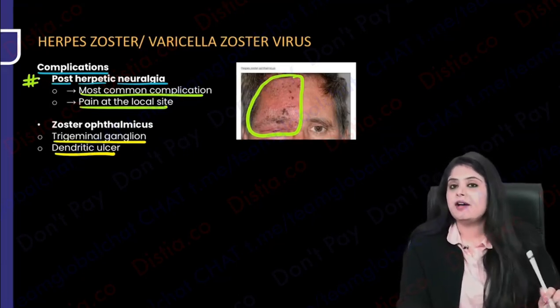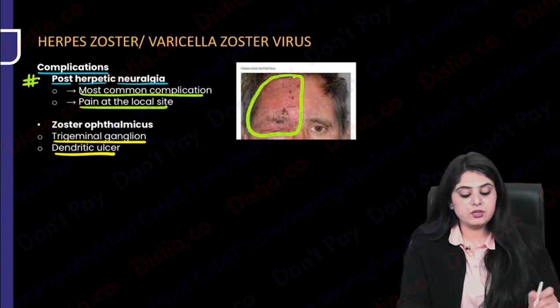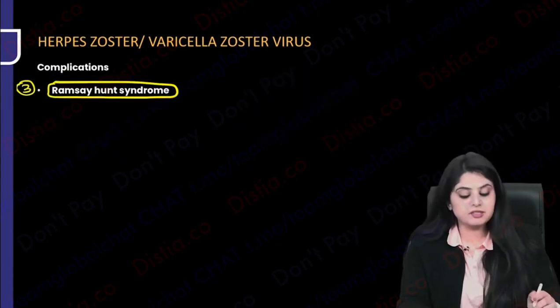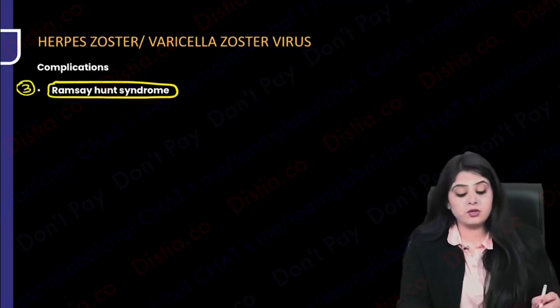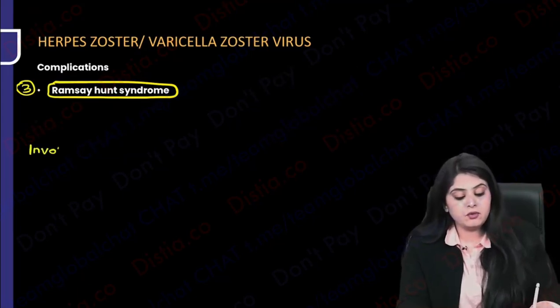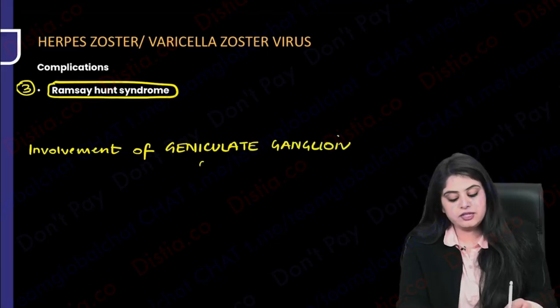Theek hai, what else? Have you heard of something called Ramsay-Hunt syndrome? That's another very famous complication that you had. So before I get to it, number 1, most common post-herpetic neuralgia. Number 2, zoster ophthalmicus. Number 3, Ramsay-Hunt syndrome. Now, Ramsay-Hunt syndrome is involvement of, yes guys, it is the involvement of what? The 7th nerve geniculate ganglion. It is the involvement of the geniculate ganglion of the 7th nerve.